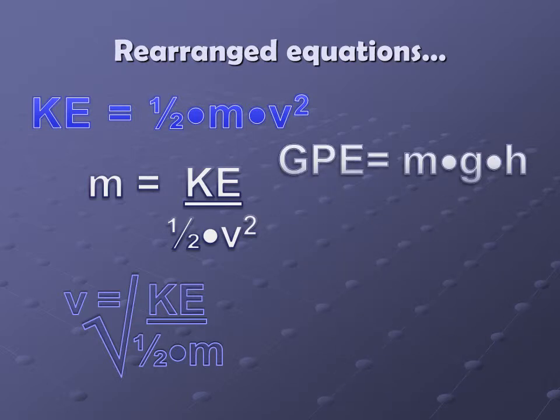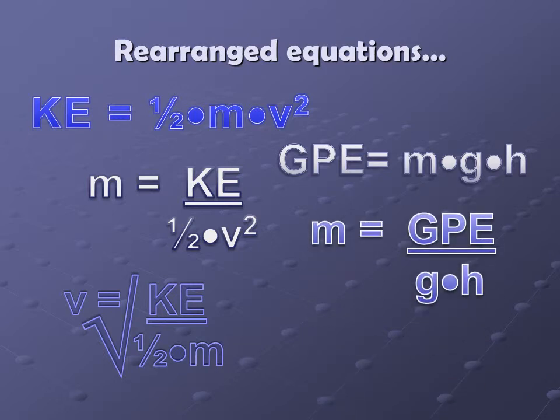Now we have our GPE equals mass times acceleration of gravity times height. Mass, look, we have two different equations for mass. So you have to look and see what else they give you. Are they going to give you kinetic energy, or are they going to give you potential energy? So mass equals GPE over gravitational acceleration times height. And then finally, if they're asking for height, it's GPE over mg. Okay?